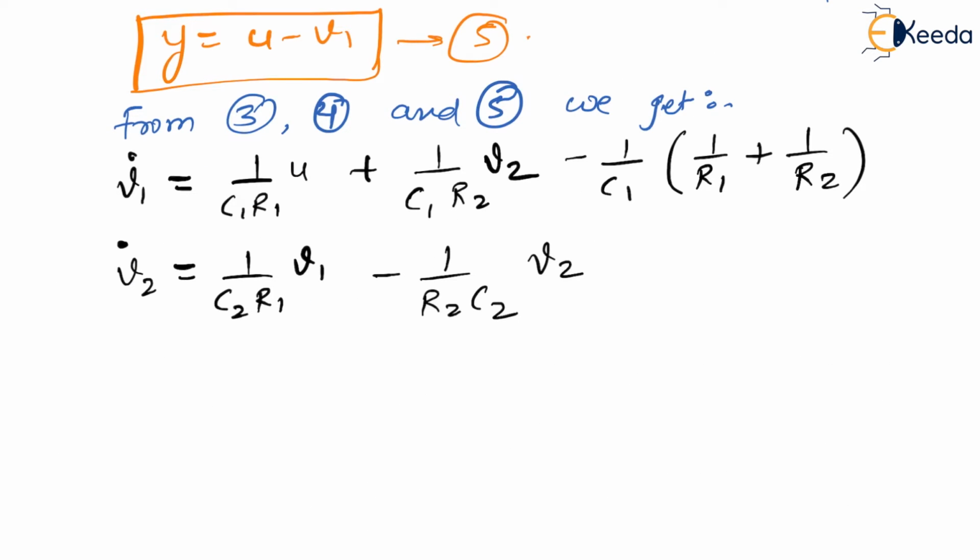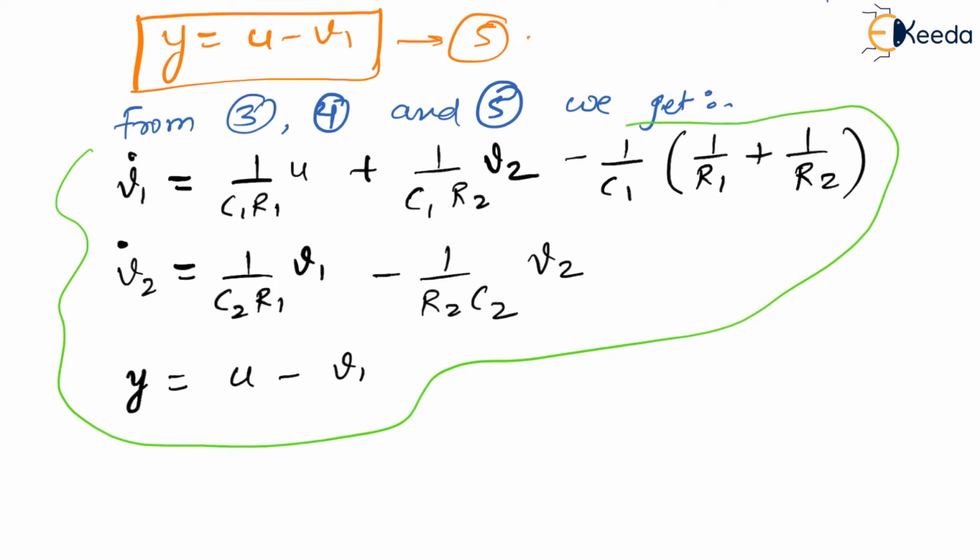This was equation 4. And if you think of this output Y, how much is it? Yes, U minus V1. Now just see here, this is very important. If I want to show all these three equations in terms of a matrix, how will I show it?